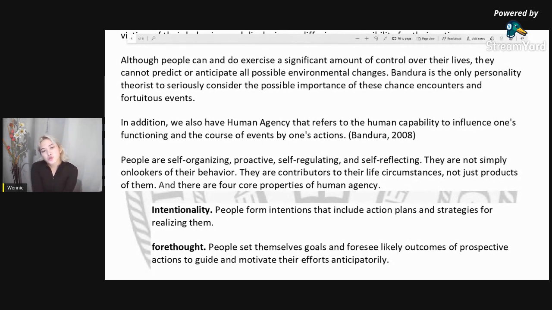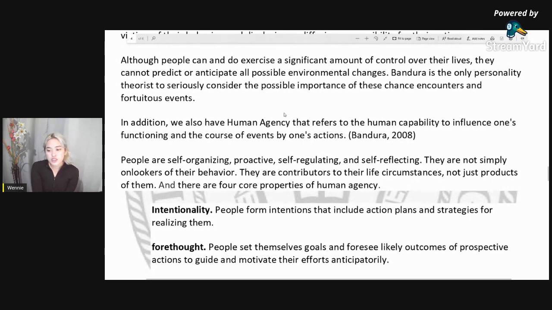And in addition, we also have human agency that refers to human capability to influence one's functioning and the course of events by one's action. So sabi natin, people are self-organizing. We are proactive. We are self-regulating and self-reflecting. They are not simply onlookers of their behavior. We are actively doing something about our life. And they are the contributors to their life circumstances, not just products of them. And there are four core properties of human agency.